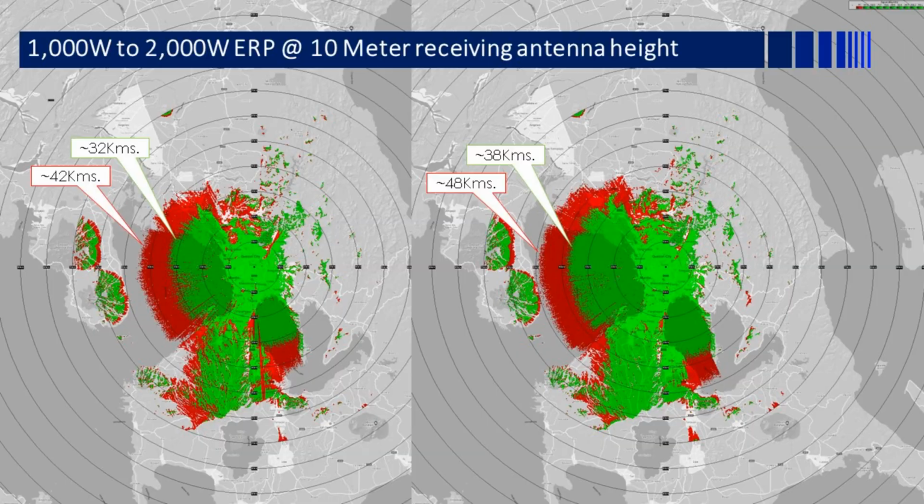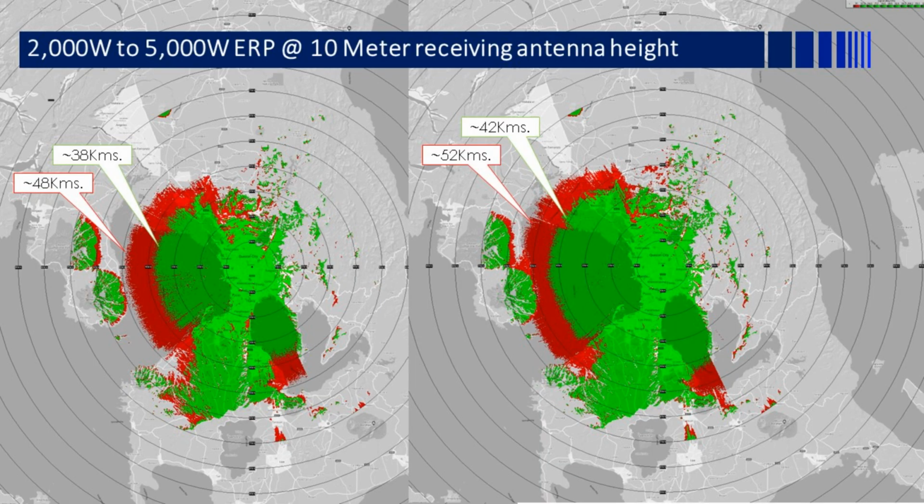When we compare 1000 watts increased twice to 2000 watts, notice that the fringe of 42 kilometers for your 1000 watts would become 48 kilometers when you double the power. So that is a 6 kilometer improvement on the fringe.